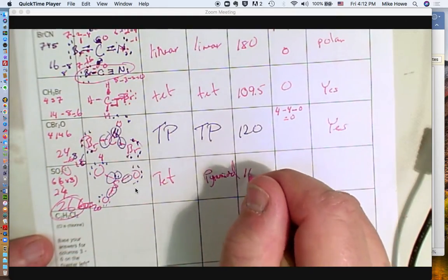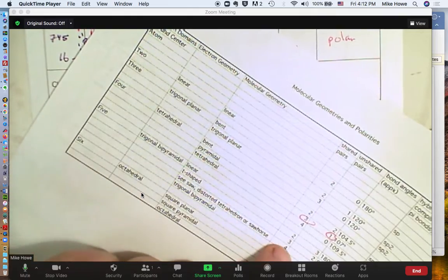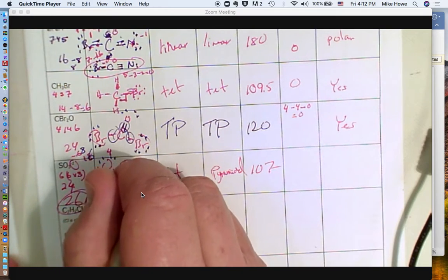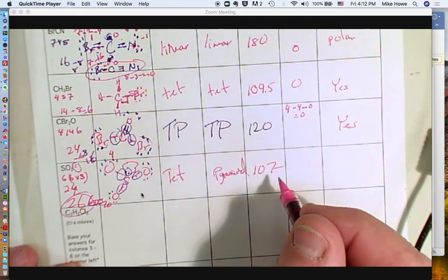The bond angles would be about 107, somewhere around that, based on this thing, 4 domains, 107 when there's 3 shared and 1 unshared. The reason they're different is because this unshared pair spreads a little bit more and pushes them down closer to each other, pushes these bonds closer.